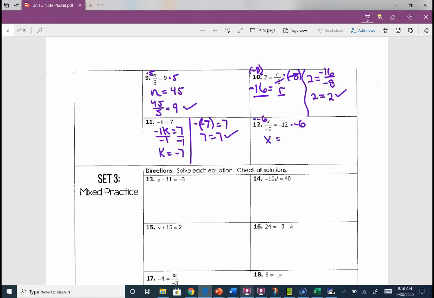Now, -12 times -6, that's going to have to be a pretty big number. Throw it in your calculator. We get 72, a positive 72. If you're not sure how to put negatives on your calculator, guys, that's another great question to ask. I check. I have 72 divided by -6. Does that give me -12? Yes, it does.